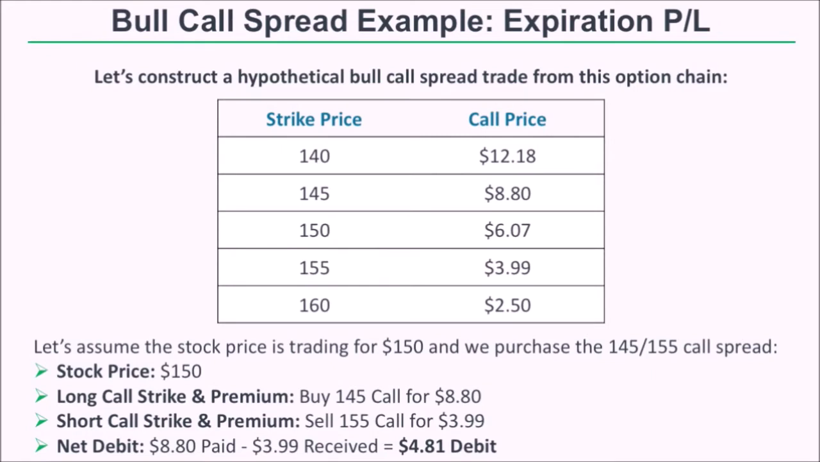Now that means we're going to purchase the 145 call for $8.80 and we're going to sell the 155 call for $3.99. So since we paid $8.80 and we collected $3.99, this 145, 155 call spread is going to come out to a net debit of $4.81. So let's go ahead and see what that means for the expiration risk graph for this position.